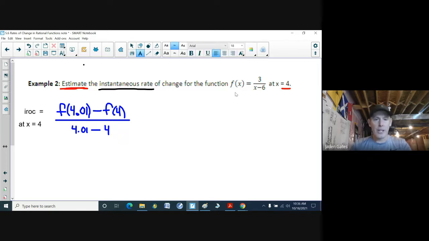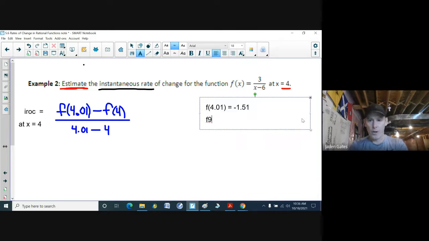So again, when I'm figuring these things out, I'm going to plug in over here. I'm going to find my f of 4.01. On the denominator there, I'm going to take 4.01 and subtract 6, and then I'm going to go 3 divided by that number. And I end up with -1.51. All right, now I still have to find my f of 4. So on the bottom there, I'd have 4 minus 6, which is -2. And so 3 divided by -2 is going to be -1.5.